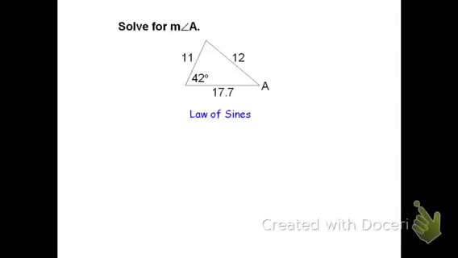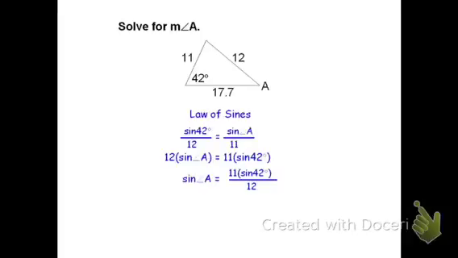So when I do this, justifying it's the law of sines, and then setting it up, sine of 42 degrees over the 12 equals the sine of angle A, which is what I'm looking for, divided by its sine opposite, which in this case, that side opposite is 11. Now when I cross multiply, I'm going to get 12 sine of angle A equals 11 sine of 42 degrees. Now I can get the sine of angle A by itself by dividing both sides by 12. And I get the sine of angle A equals 11 sine of 42 degrees divided by 12.